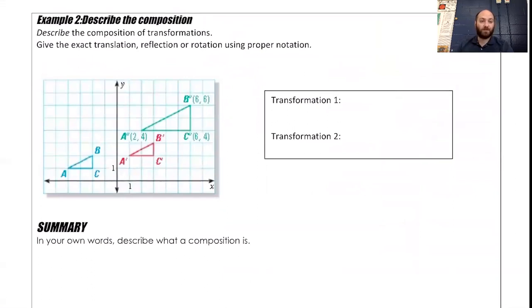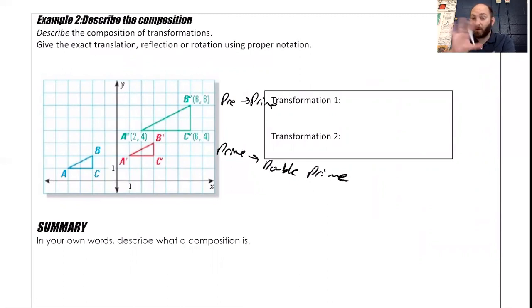Describe the composition. Describing these is just telling me the rules. So again, transformation 1 is going from pre-image to prime. Transformation 2 is going from prime to double prime. Okay, so if I look at this one, and I look at how ABC turns into A prime, B prime, C prime, that's a translation.